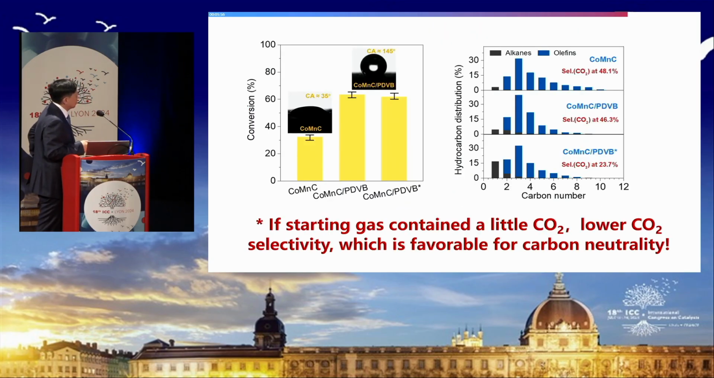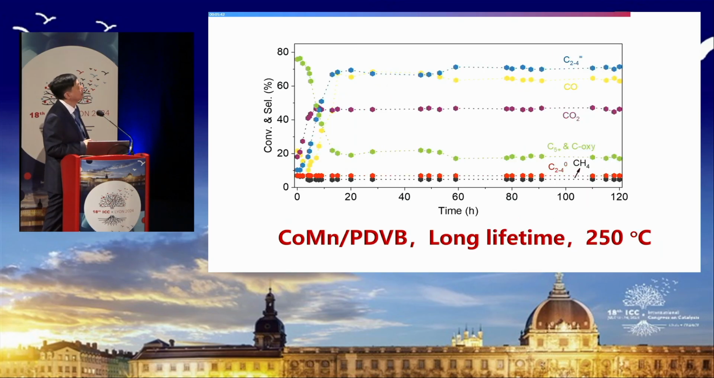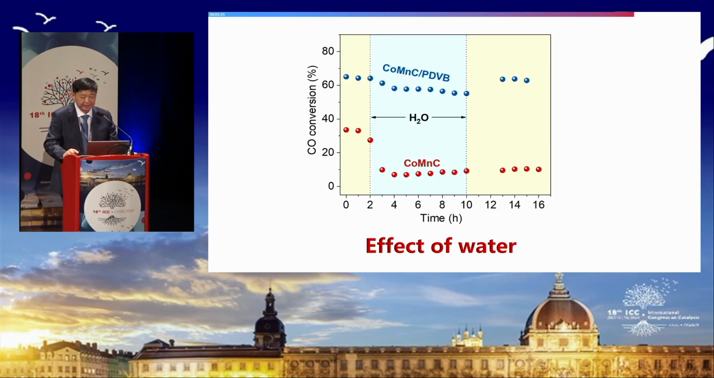Even when the feed contains a little carbon dioxide, the carbon dioxide selectivity can be lowered to 23%, which is also good for carbon neutrality. This reaction is always very stable. Selectivity stays higher than 70, even after 120 hours. The CO conversion is also very high. The reaction temperature is only 250.